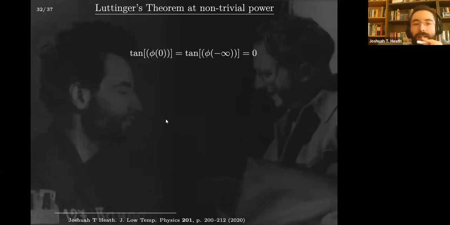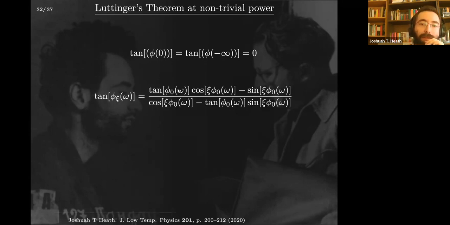So once again, we can define in terms of this, Luttinger's theorem has to be applicable if tangent Phi naught equals tangent Phi negative infinity equals 0. The causality argument is going to be applied in this case as well. So I'm just looking at the phase. And this is really the important thing I'm looking at.